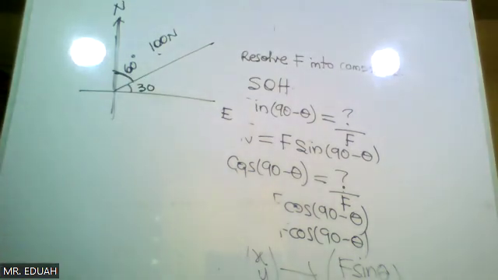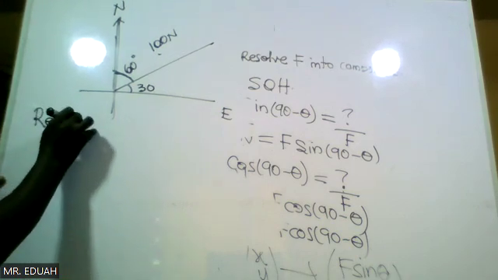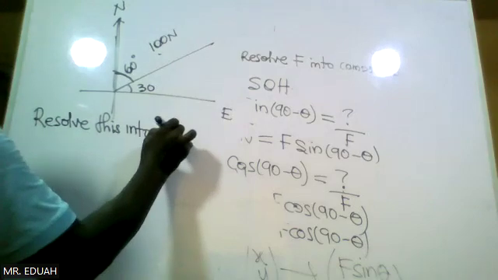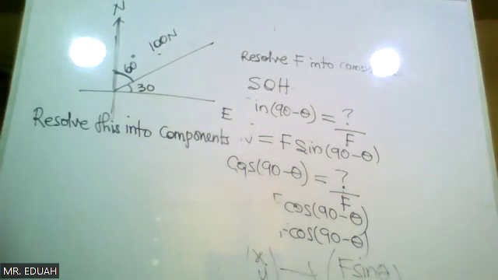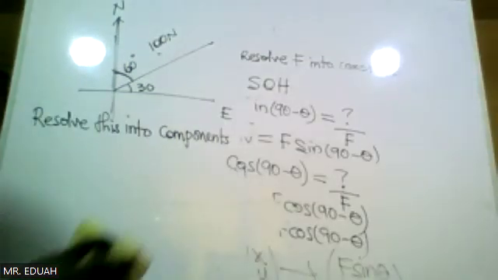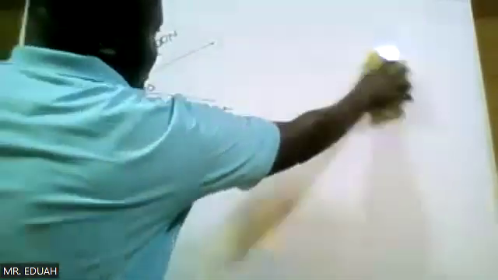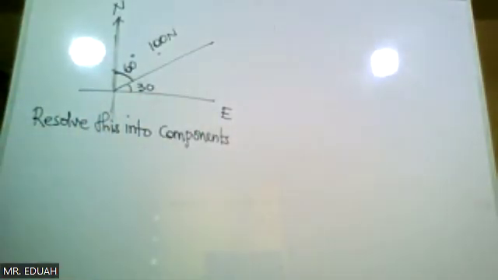Now, my task is to resolve this force, 100 Newton, into components. So what the question seeks to find is the vertical component and then the horizontal component of this force. Okay, so how do I do it?